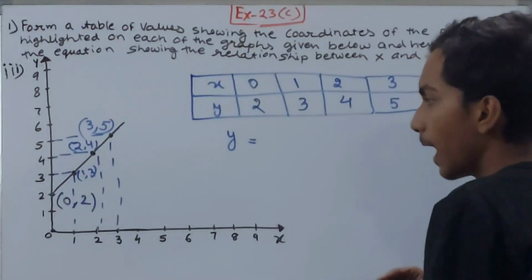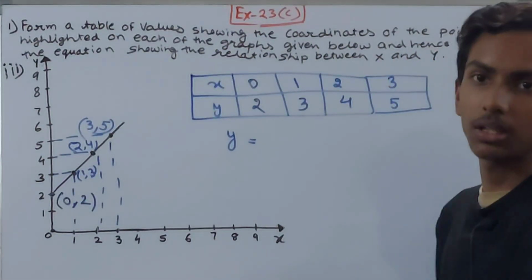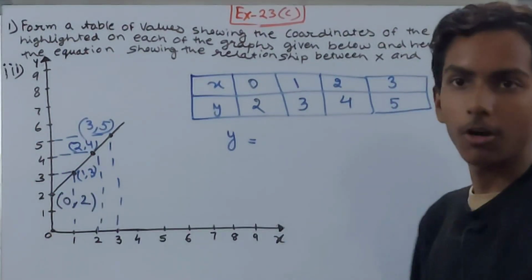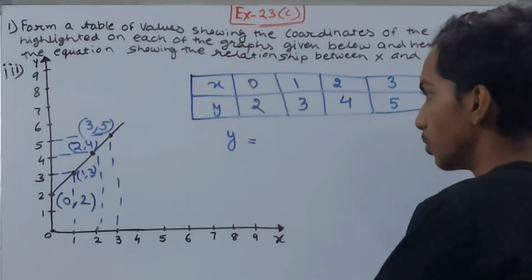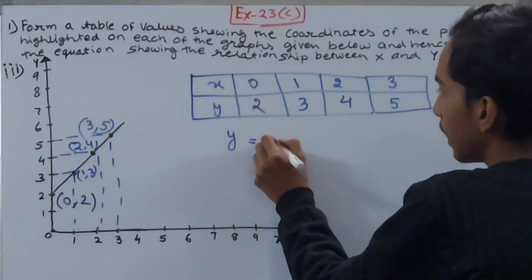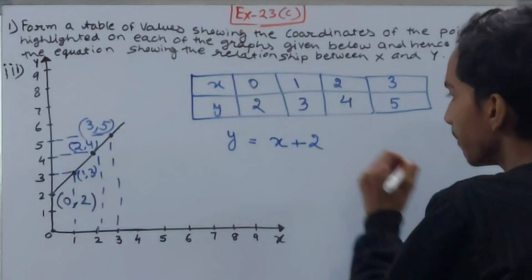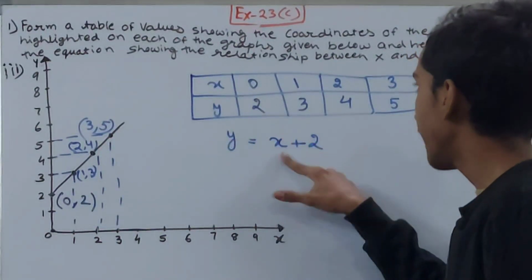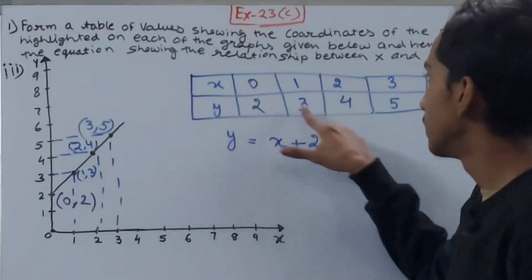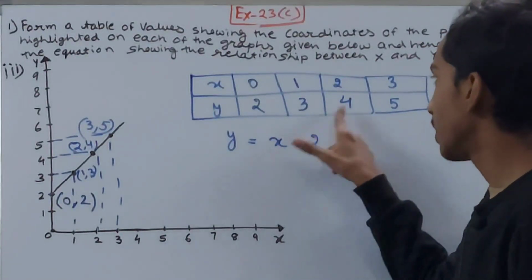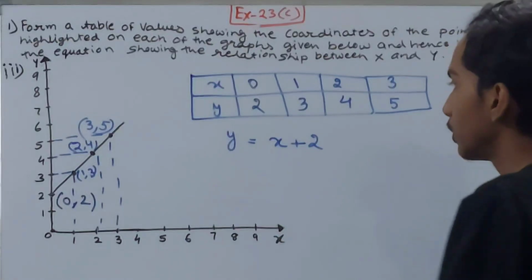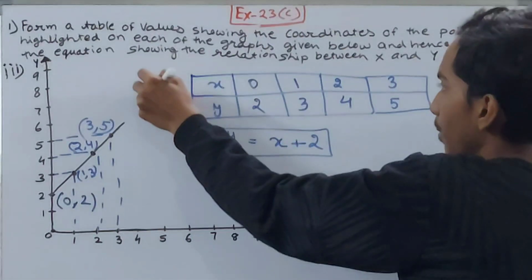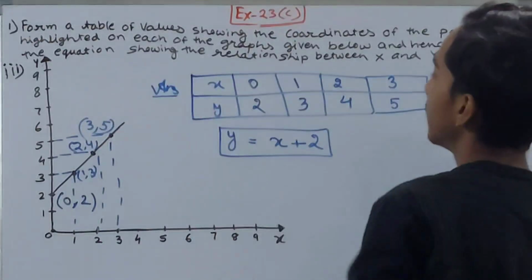So as my value of x is increasing, the value of y is of course increasing, yes, but how much? For 1 increase in the value of x, there is 1 increase in the value of y, and y is 2 more. So I can say x plus 2. x is 0, y is 2, x is 1, y will become 3, x is 2, y will become 4, and so on. So this is your equation, y equals x plus 2. This one is your table of values that we have to make. Alright, that is the answer.